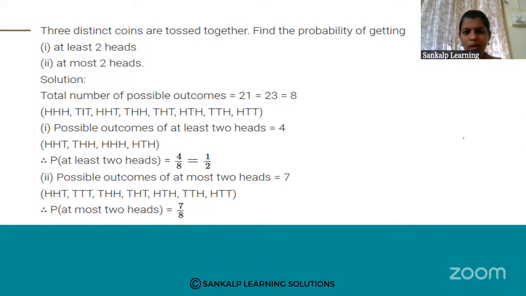Total number of possible outcomes are, head, tail, right? 1, 2, 3, 4, 5, 6, 7, 8. 8 outcomes you will get. So total number of outcomes is 8. Okay, 8 you will get. So this is n of S.